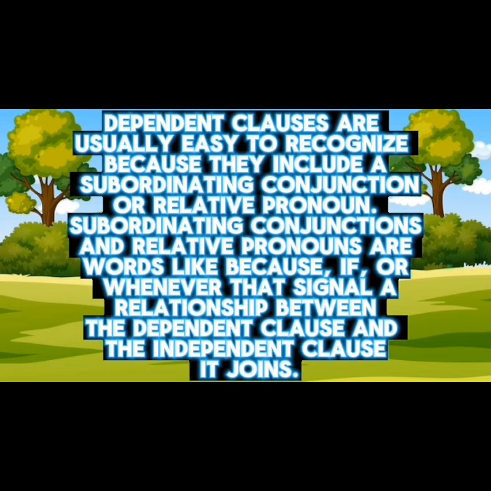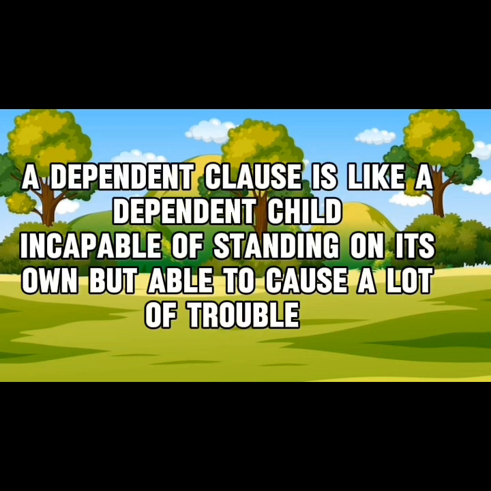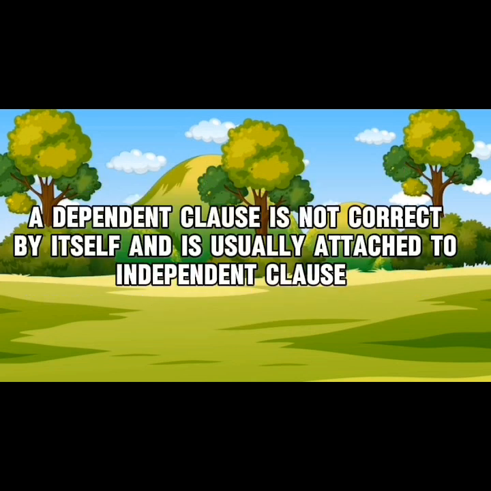Dependent clauses are usually easy to recognize because they include a subordinating conjunction or relative pronoun. Subordinating conjunctions and relative pronouns are words like because, if, or whenever that signal a relationship between the dependent clause and the independent clause it joins. A dependent clause is also known as a subordinating clause. A dependent clause is like a dependent child, incapable of standing on its own but able to cause a lot of trouble. A dependent clause is not correct by itself and is usually attached to an independent clause.